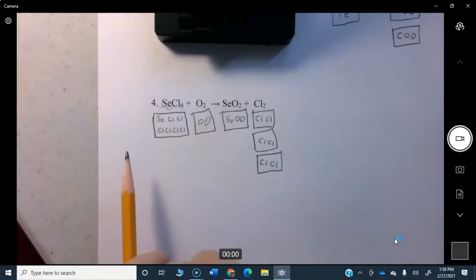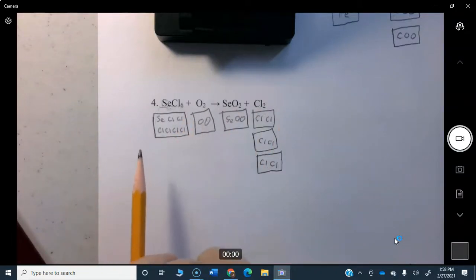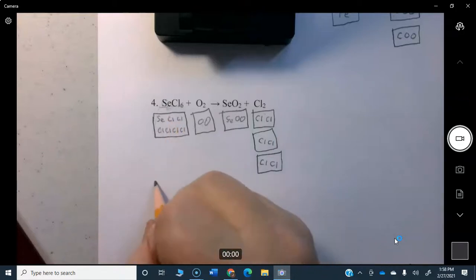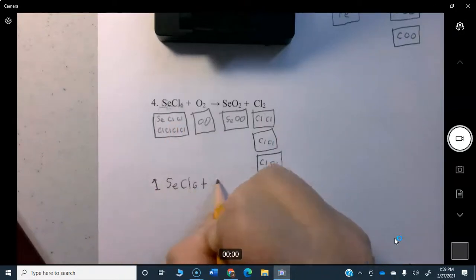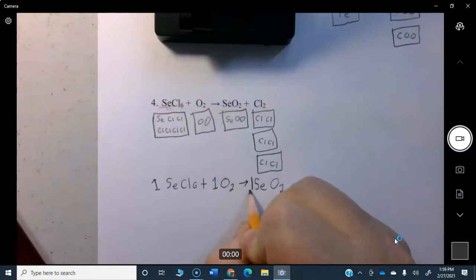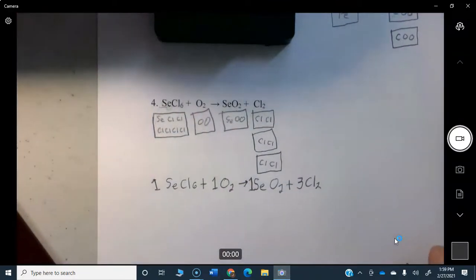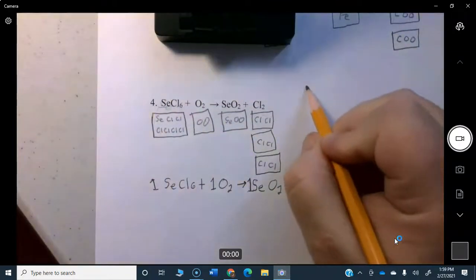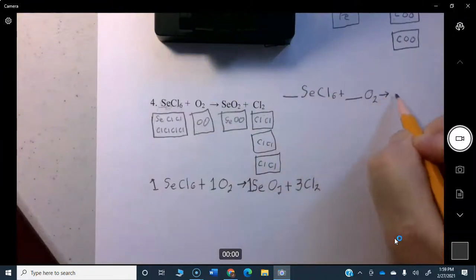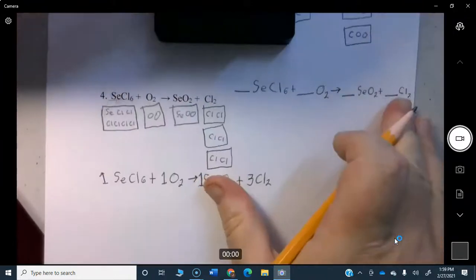The selenium was already in balance. The oxygen was already in balance. And so that's it. Okay, there it is. 1 of everything and 3 of this except the Cl2, and there's 3 of those. Okay, that's all you do for that. Let's do it the other way. Okay, so there we go.